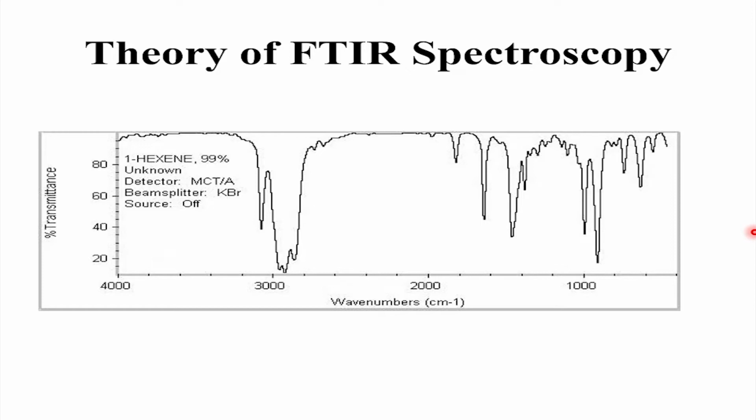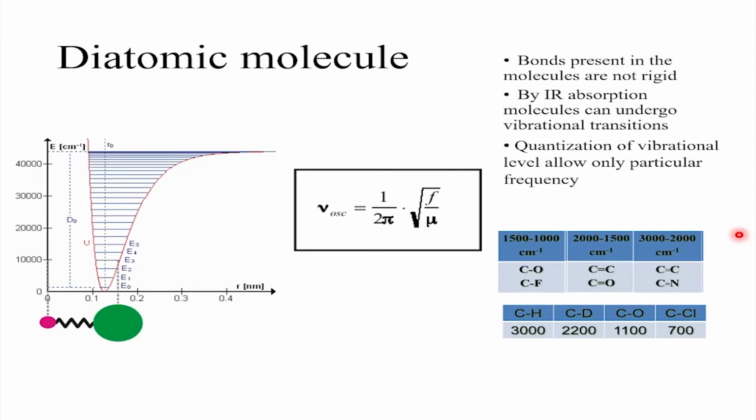To understand this, let us consider a diatomic molecule. Once any two elements combine to form a molecule, the so-called bond, it will always be vibrating. So the vibration frequency of any diatomic molecule is given by the equation 1 by 2 pi root f by nu, where f is the force constant and nu is the reduced mass. So force constant here is nothing but the bond strength. Once a bond is formed, the bond strength will be constant and the reduced mass also will be constant.